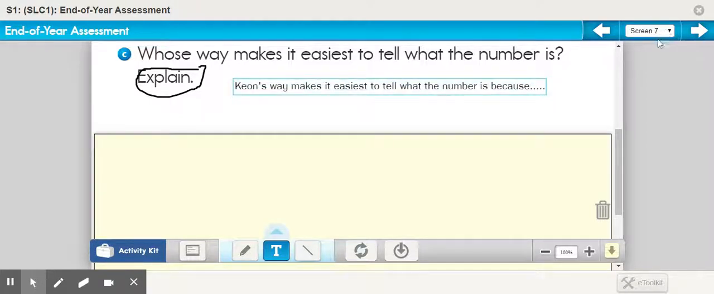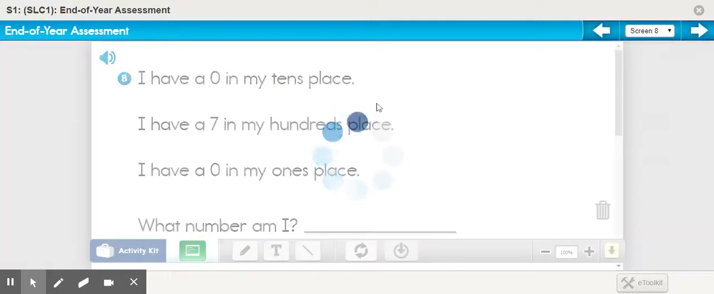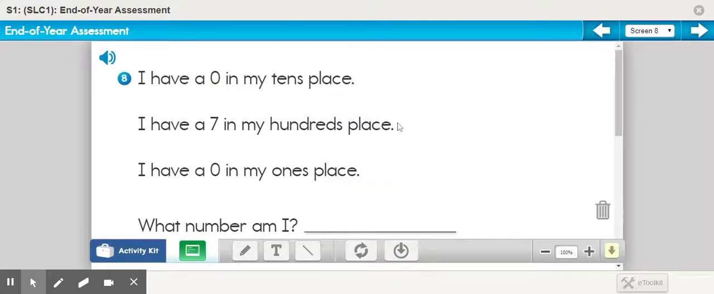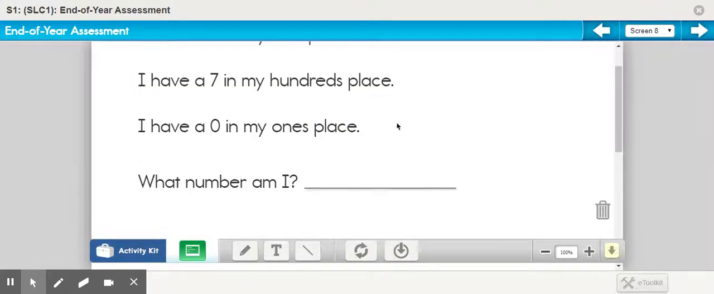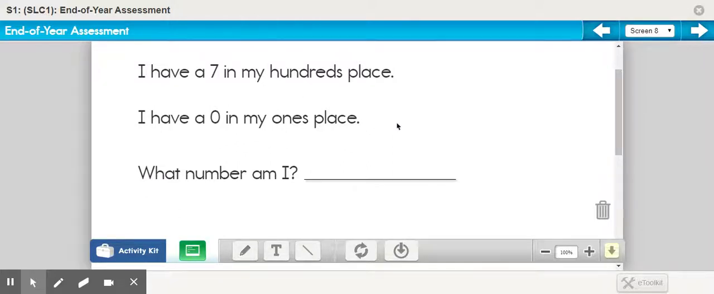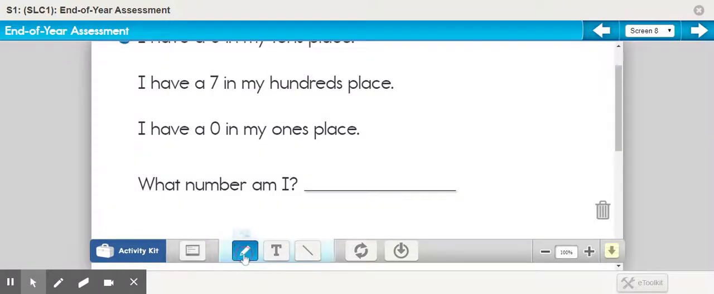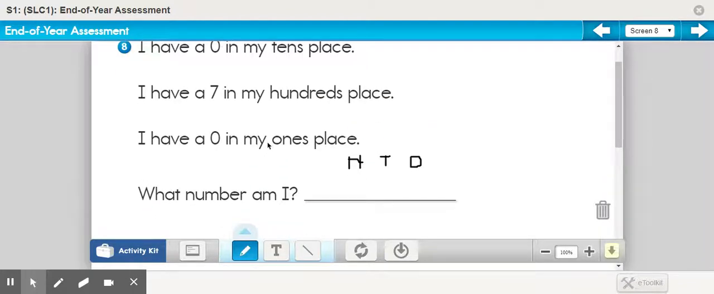Okay, moving on to the next problem that you will also go over. Problem 8. It reads, I have a 0 in my tens place. I have a 7 in my hundreds place. I have a 0 in my ones place. What number am I? So for this one, friends, I'm going to remind you of your place value. And so remember, we have our ones, then we have our tens, and we have our hundreds like this. So if you use these 3 headers to guide your work for this problem, you should be able to figure it out.